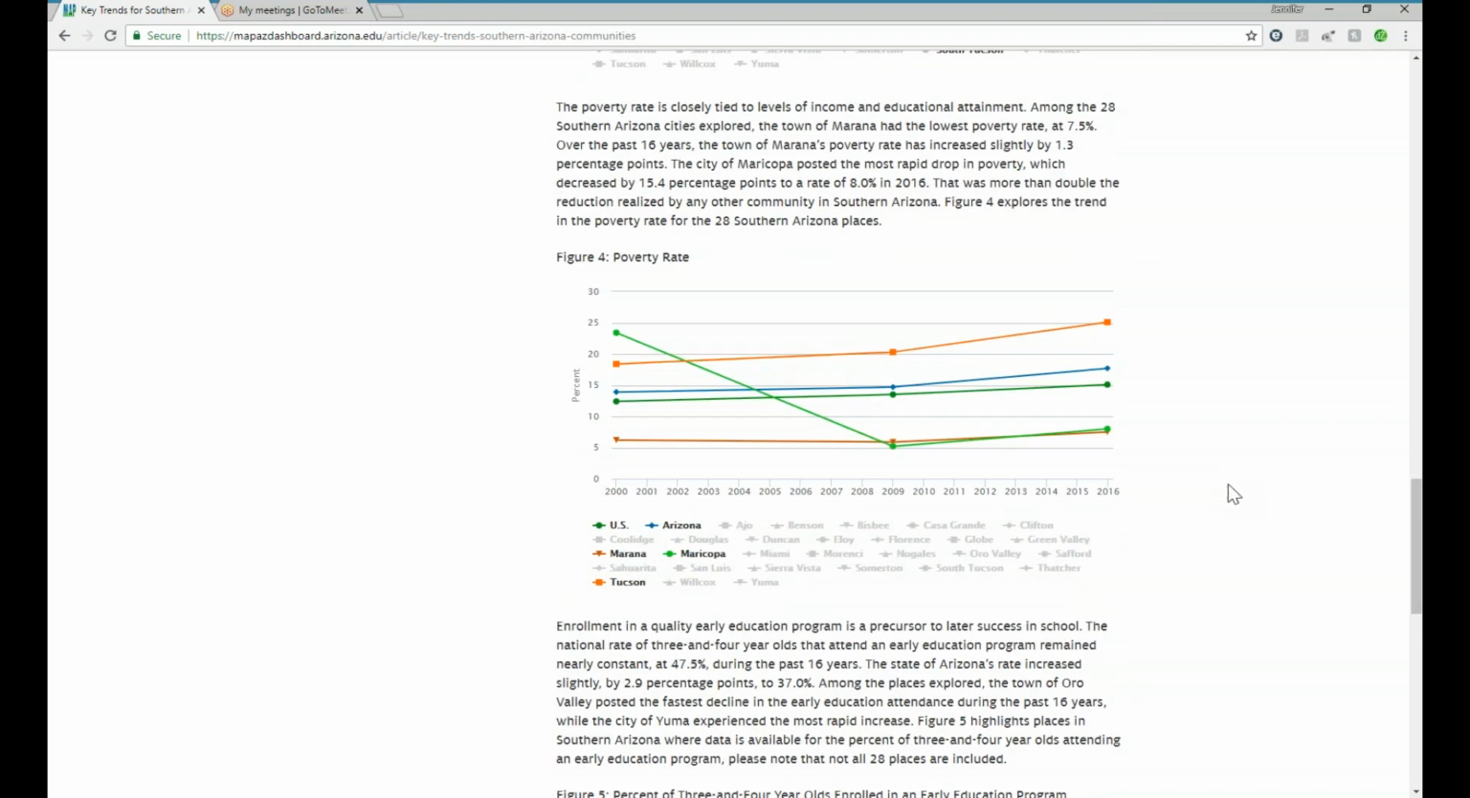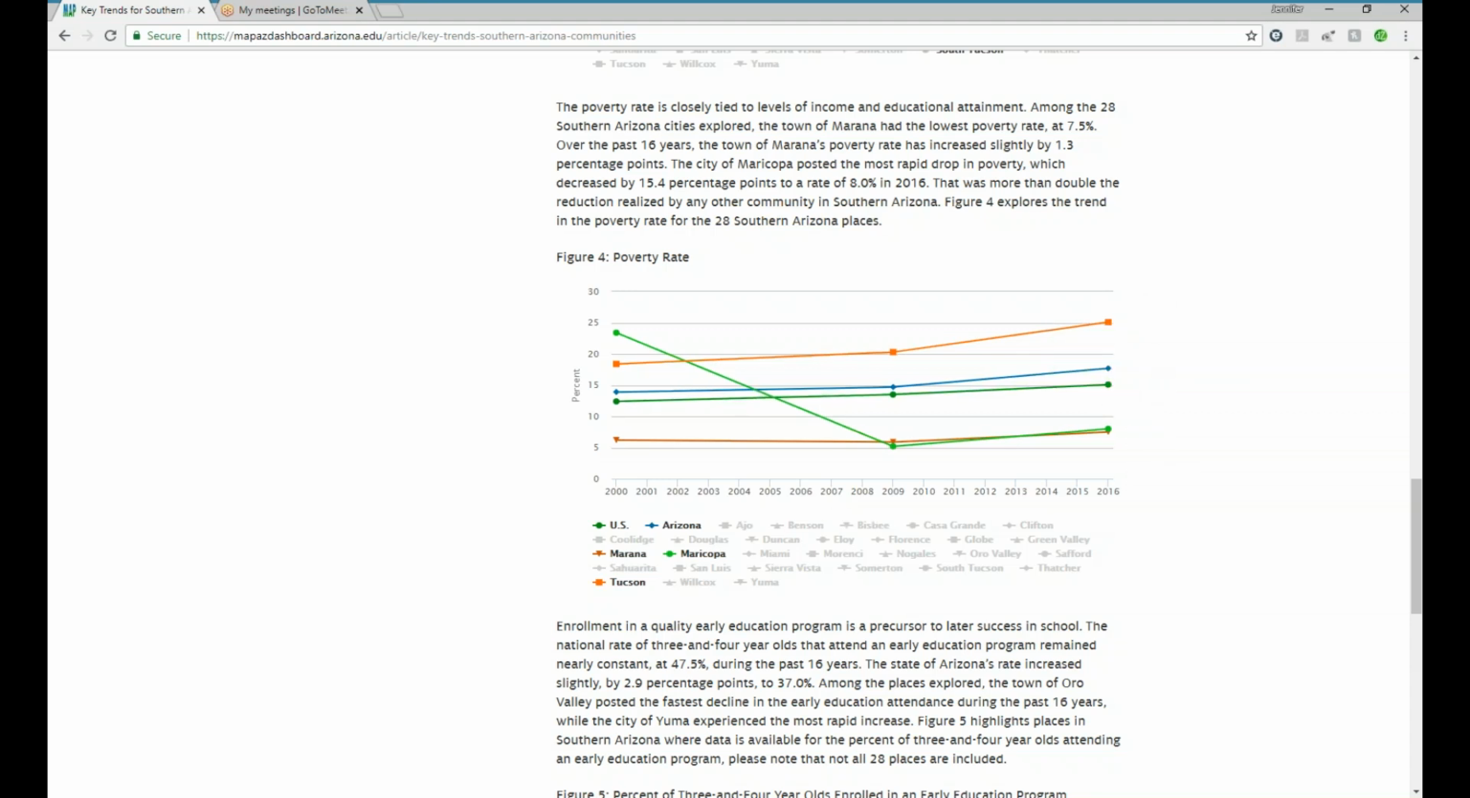Lastly, poverty rate we'll mention here. Poverty rate had the steepest decline in the city of Maricopa from 23.4% in 2000 to 8% in 2016. And then the city of Tucson has increased slightly, as has the state and the U.S.